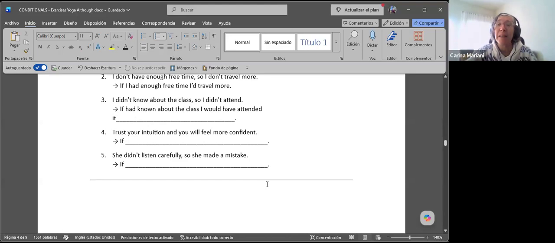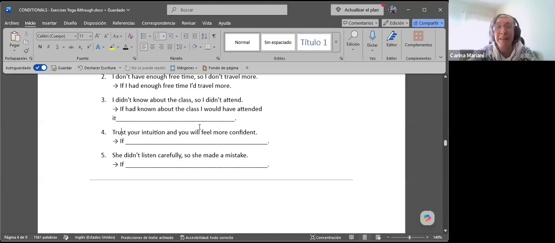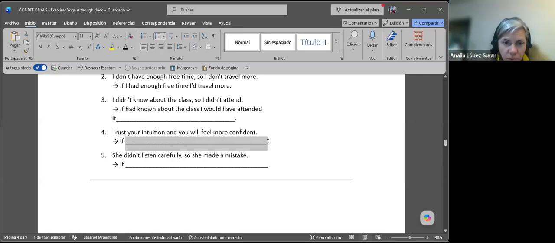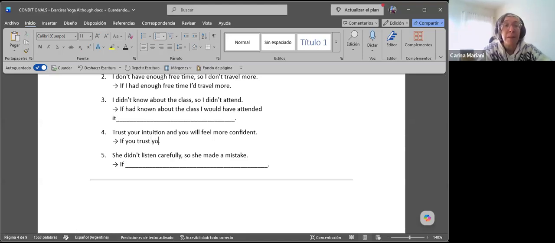The verbs are in what tense? Present, and present, and future, and future. So, how do you say it with the if? If you trust your intuition, you will feel more confident. Very good.